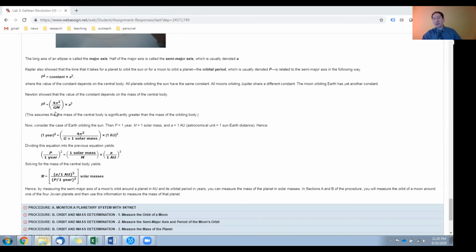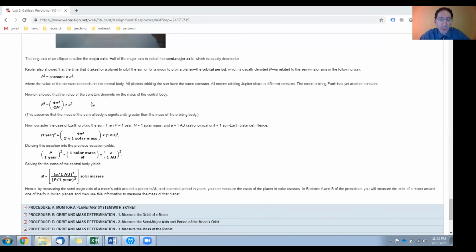Now, in this lab, you're going to measure the orbital period and the semi-major axis for a moon going around one of the gas giants. So given Newton's form of Kepler's third law, you can then solve for mass and calculate the mass of that central body. Now there are two ways that you could do this calculation.